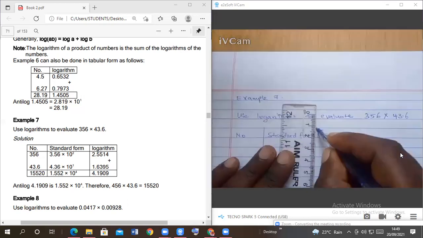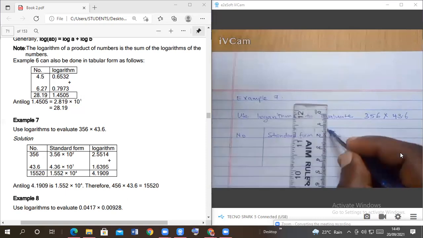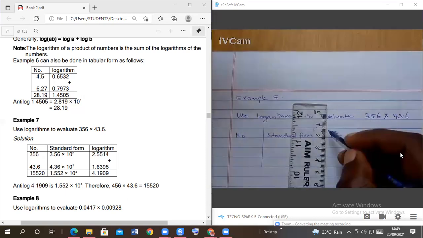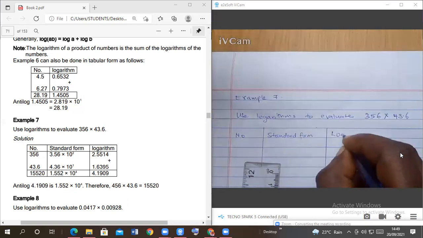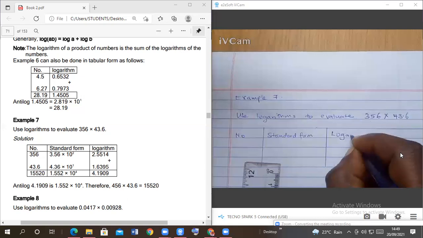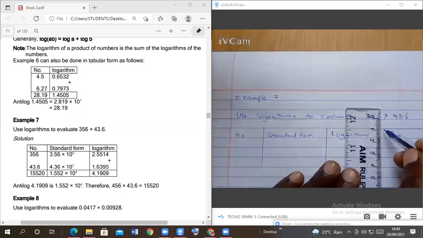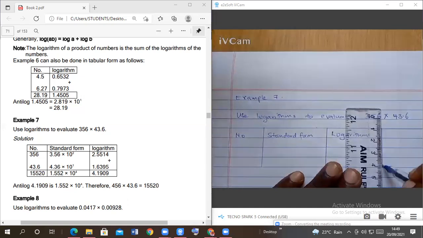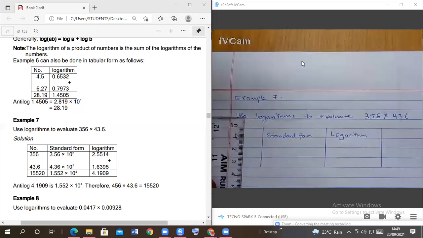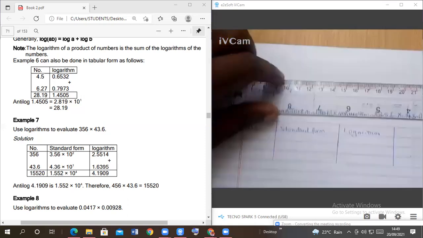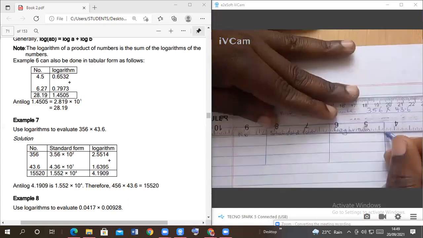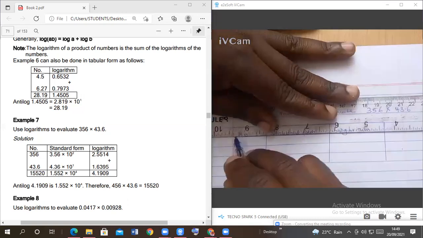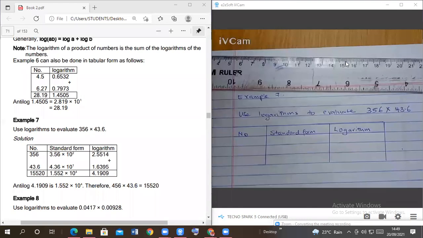So we draw the second column here to indicate our numbers in standard form. Then the other column is where we are going to indicate these numbers in logarithm. Once we have our numbers in logarithm, it's a matter of adding up those logarithms, and then we find the answer log. When we do this, we are going to present our work very well, and the examiner who is marking will see the best presentation of our work.